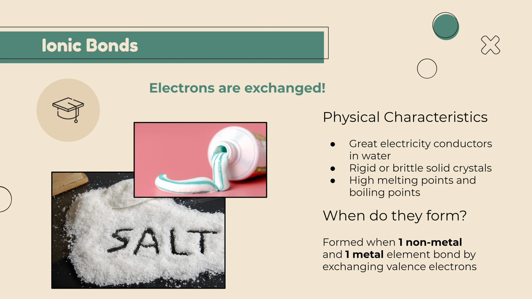A common example is salt, but what a lot of people may not know is that a key ingredient in your toothpaste is ionically bonded together. There is a compound called sodium fluoride, which is made of one metal sodium atom and one nonmetal fluorine atom that acts as the main cleaner for your teeth. So as you can see, these chemical bonds are everywhere.